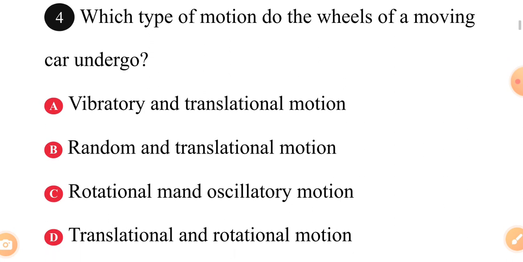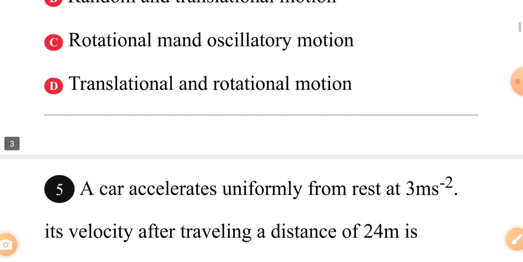Let me take the question again. Which type of motion do the wheels of a moving car undergo? A, vibratory and translational motion. B, random and translational motion. C, rotational and oscillatory motion. D, translational and rotational motion. The answer is D. The wheel in a car that is moving is having translational motion and rotational motion. Of course, it is translating from one place to the other, and it's also rotating as it moves, as it translates.